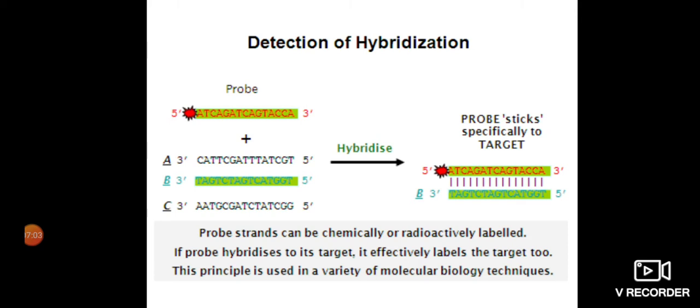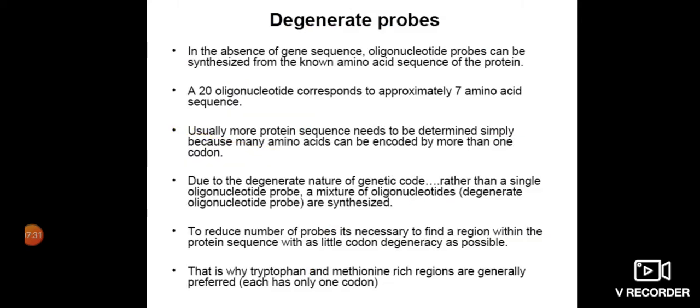Now, how to detect the hybridization? The colored probes are going to give a flash of color in the case of fluorescence, or if they have radioactivity, they give radiation, which can be identified after electrophoresis. We can subject it to autoradiography, and that will give you the presence of the probe, meaning hybridization is going to be detected.